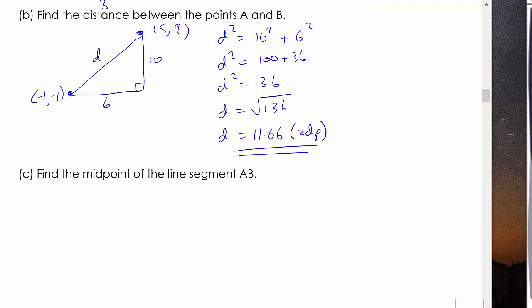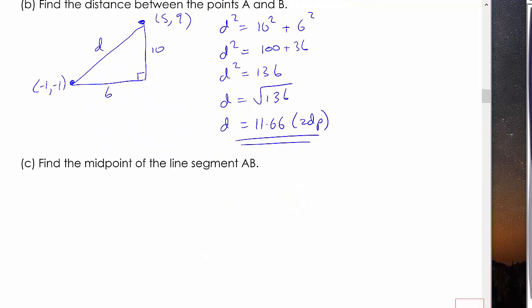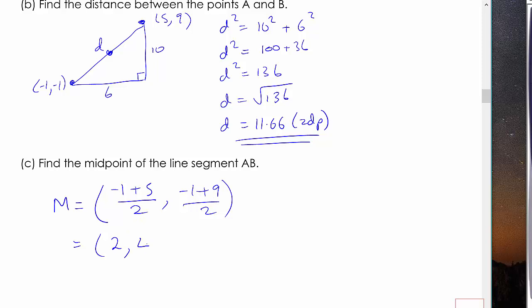And now we want the midpoint of the line segment, in other words, the point that's exactly in the middle of this line segment here. Now to get that, we average the x-coordinates, so the x-coordinates are -1 and 5, add them together, divide by 2. And we do the same with the y-coordinates, so -1 add 9 divided by 2. So that's 4 divided by 2, which is 2, and 8 divided by 2, which is 4.